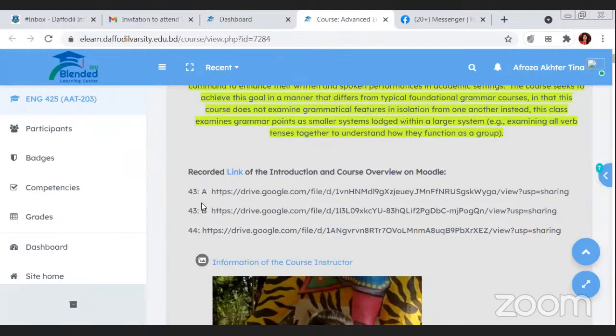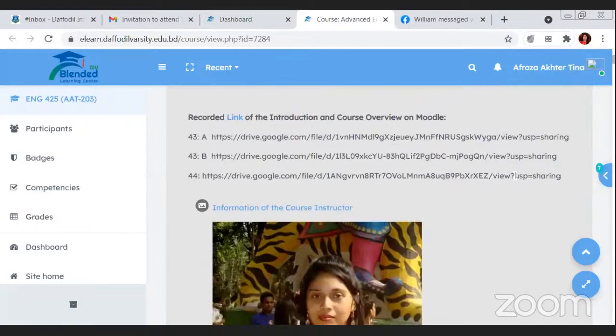And I had actually three batches and two batches and three sections. And I have shared individual recordings with each of them so that they don't get confused. Because when we have too many batches or sections in the same course, we should ensure that our students are not confused. So this is also something which a teacher should focus on while designing the entire course. So this is the recorded link.